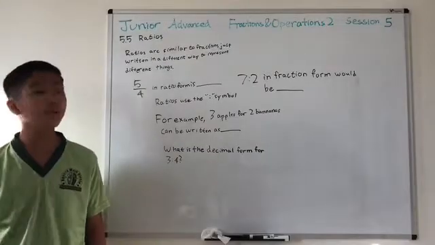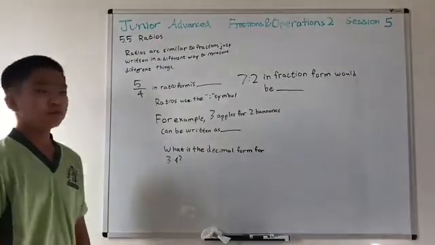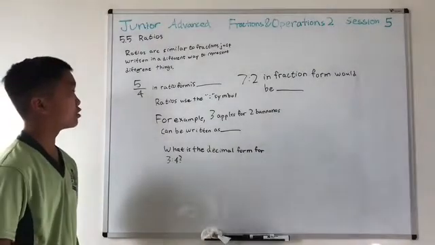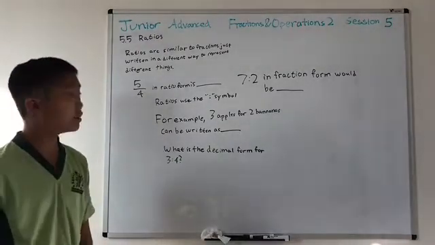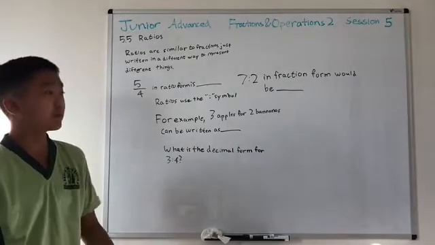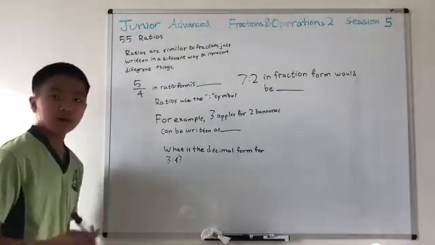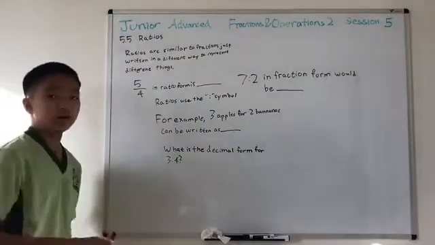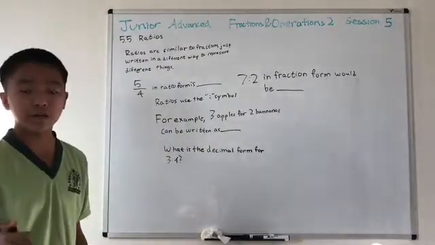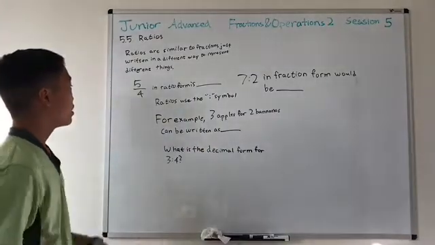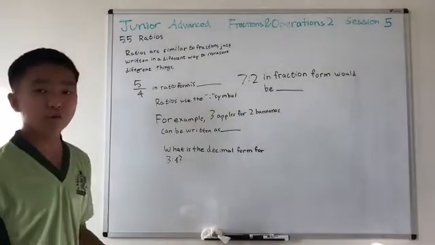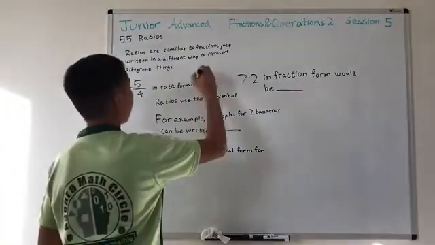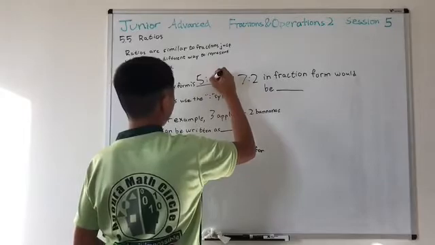So lesson 5.5 is on ratios. So lecture notes say that ratios are similar to fractions. They're just written in a different way to represent, well, different things. So we're going to do some examples of how to convert a fraction to a ratio and then a ratio back to a fraction. So 5 over 4 in ratio form is, well, it's 5 to 4.